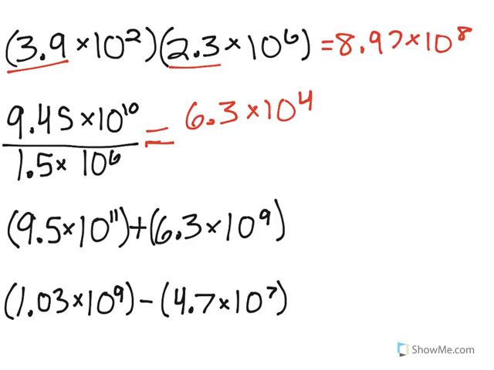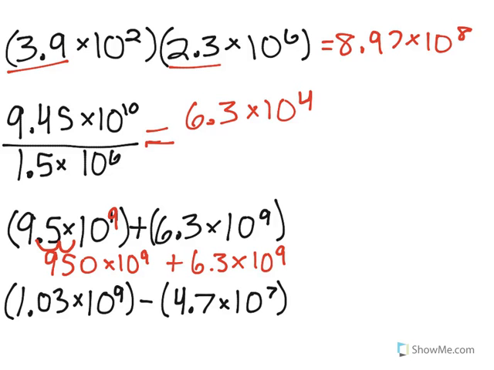Alright, we need quote-unquote like terms before we can add and subtract. So I'm going to go ahead and make this first one increase by 2, so that I only have to increase it by 9 more instead of 11 more. That way they now have the same exponent. We're ready to go. So that means what we really have in that one is 950 times 10 to the 9th power plus 6.3 times 10 to the 9th power.